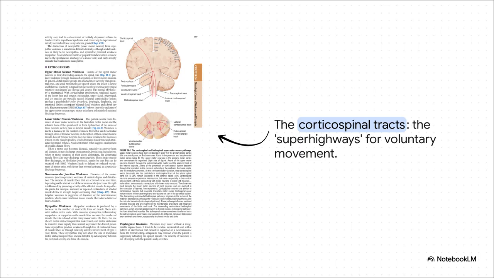Think of these motor tracks as the superhighways that carry the go signal from your brain all the way down to your muscles. The command starts in the motor cortex, travels down these highways through the brainstem and spinal cord. A problem anywhere along this route is going to cause weakness. Our job is to pinpoint where the accident happened.